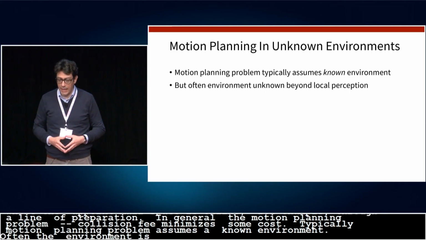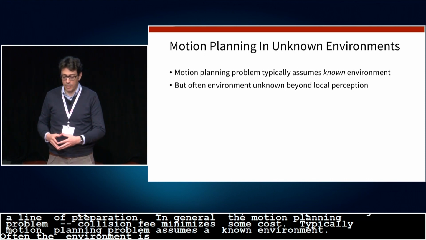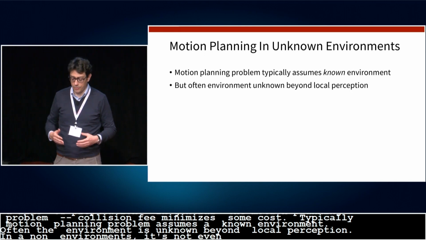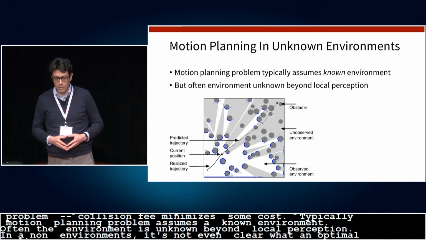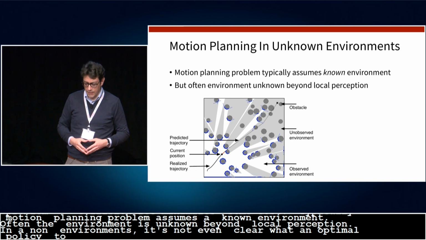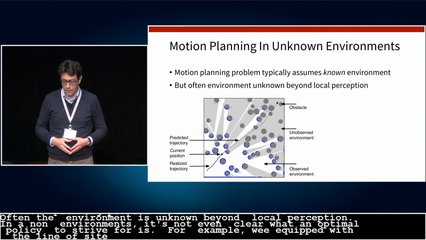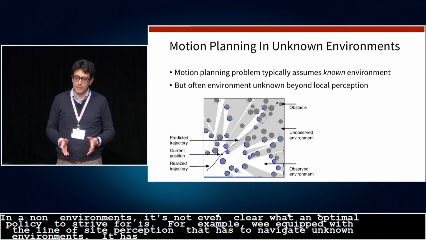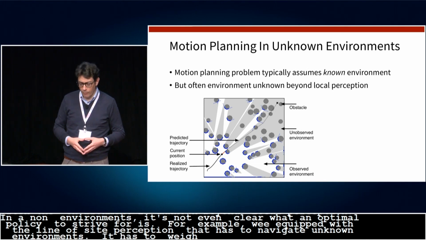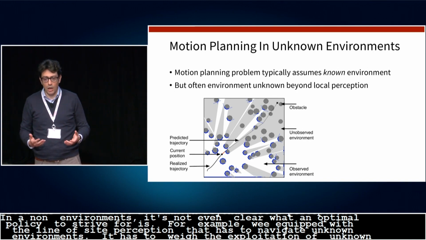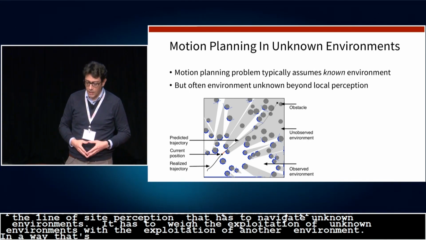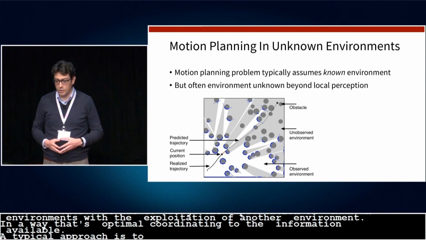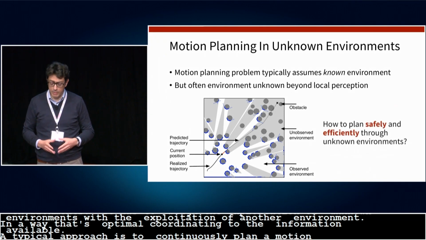A key challenge is that, unlike the case of planning in a known environment, for planning in an unknown environment, it's not even clear what an optimal policy to strive for is. Consider, as an example, a robot equipped with a line-of-sight perception that has to navigate an unknown forest environment. As the robot moves, it has to weigh the exploration of the unobserved environment with the exploitation of the observed environment in a way that is optimal with respect to the information available. A typical approach, a heuristic approach, is to continuously replan a motion with respect to the observed portion of the environment. But this is just a heuristic.